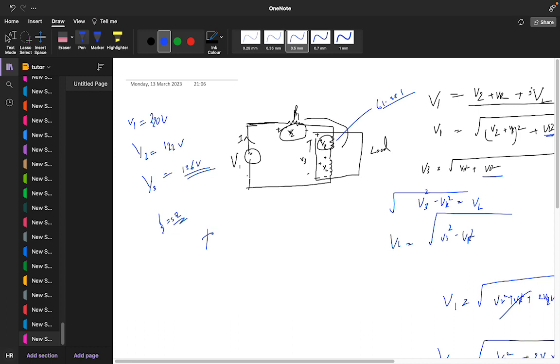So what will the current be? 61.581 divided by 5 ohm. How much current will flow? 12.316. Now you know the value of the current is 12.316, and that you have taken as 0 degree. This is 12.316.